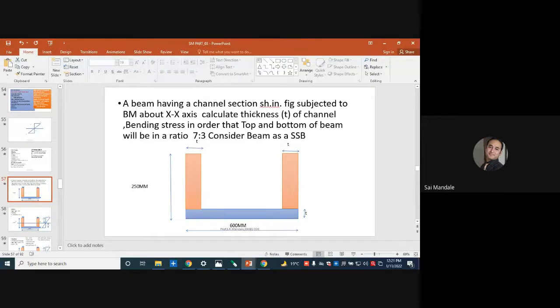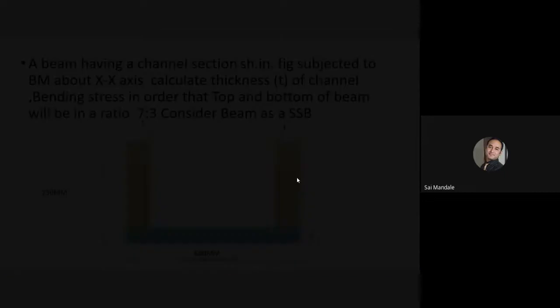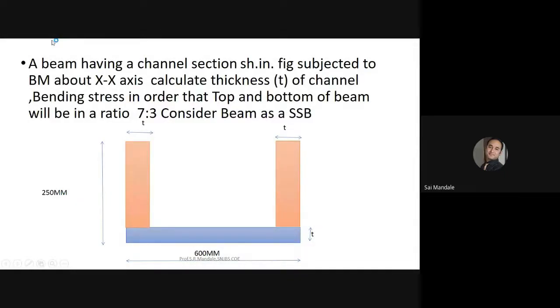A beam having a channel section. The question would be like this: a beam having a channel section, as shown in the figure, is subjected to bending moment about the x-axis. Calculate the thickness T of the channel so that the bending stresses at the top and the bottom of the beam will be in the ratio of 7:3. Consider the beam as a simply supported beam.